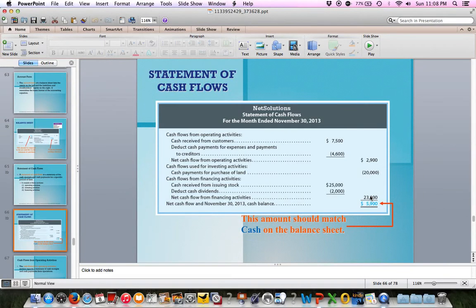So here's an example of a statement of cash flows. So we start out with cash received from customers. We deduct cash payments. We get to net cash flows from operations. Then we have cash flows used for investing. Remember, we bought some land. That was an investing transaction. And then anything that deals with financing typically deals with dividends and things like that. And so you can see that's where we had that $2,000 withdrawal come out. And so basically it just says our cash balance should be $5,900, which matches the balance sheet.